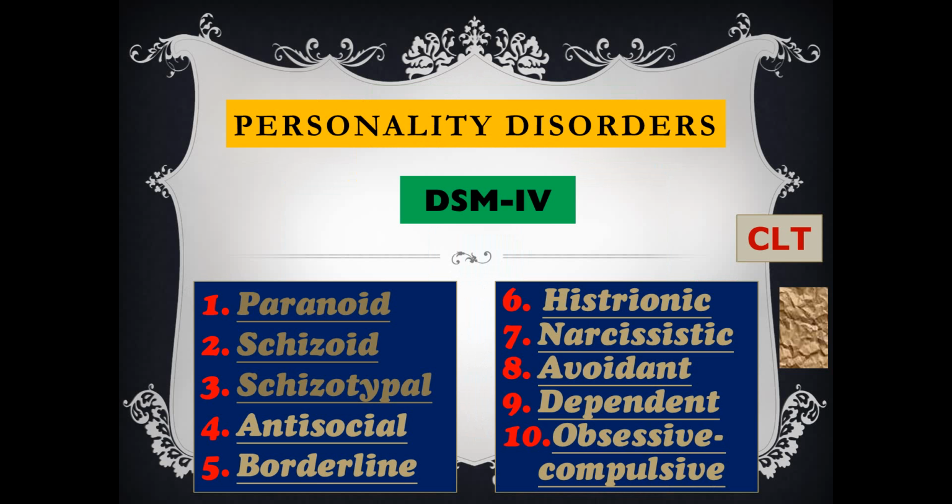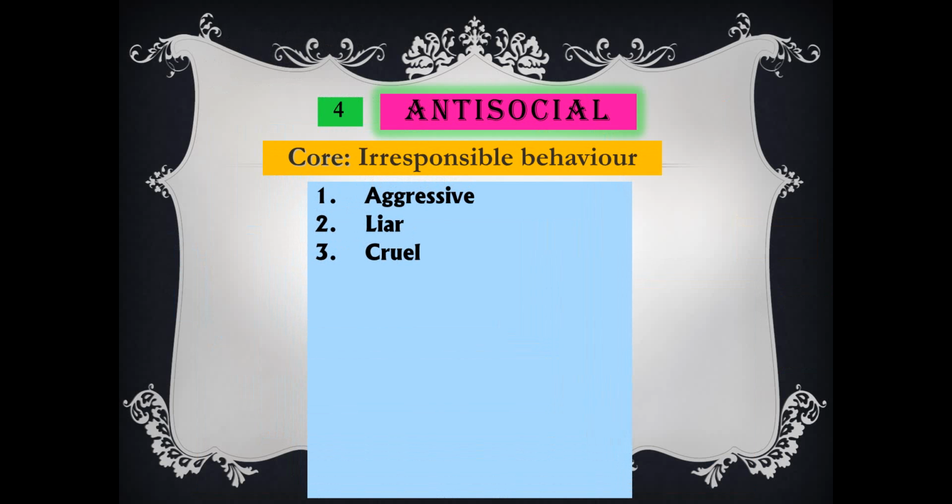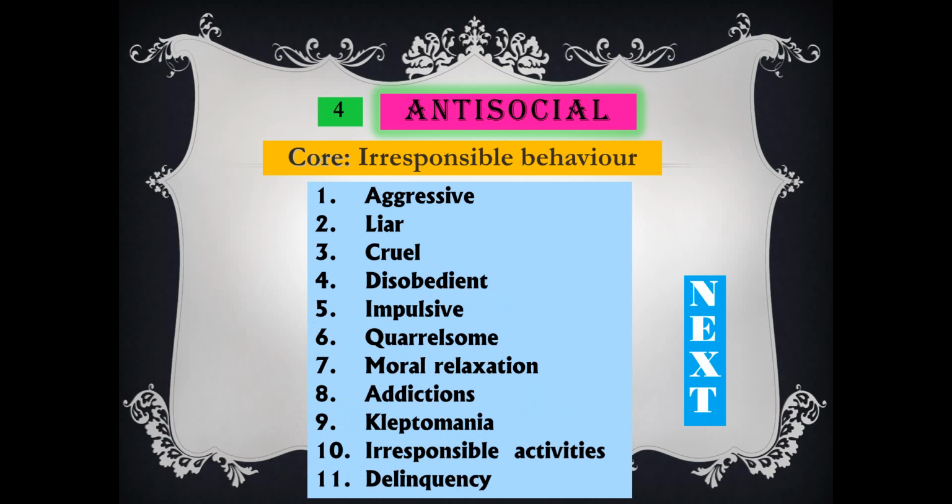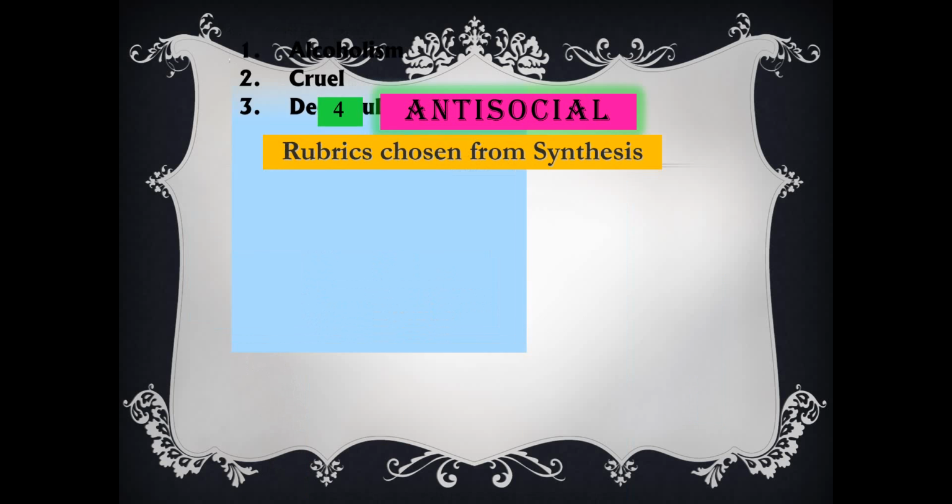So after this first cluster, we go to the second cluster, and in the second cluster, the first disorder is antisocial. Here antisocial means irresponsible behavior apart from being booked by law. Aggressive, liar, cruel. These are the ingredients, and this is not homeopathy telling, this is psychiatry telling. So this is the picture: disobedient, impulsive, quarrelsome, moral relaxation. So if these ingredients are there in the childhood, then you know that person may become an antisocial person. Moral relaxation, then addictions, then kleptomania. Kleptomania, you know, thief, stealing something. So irresponsible activities and delinquency. Delinquency means criminal behavior.